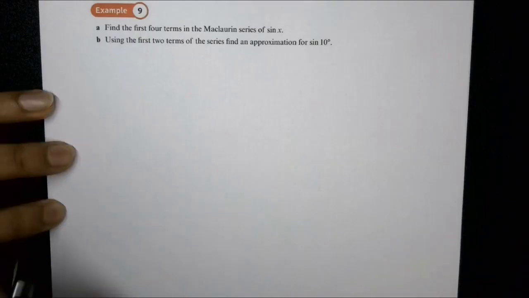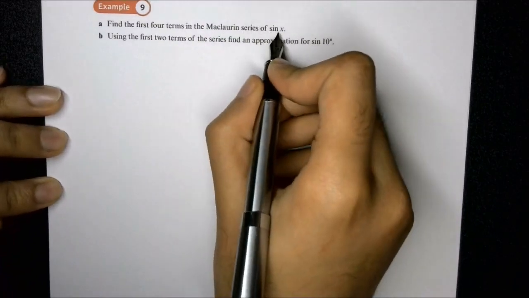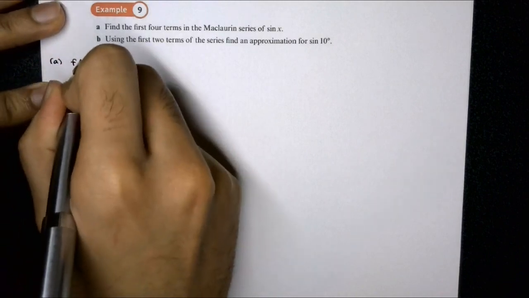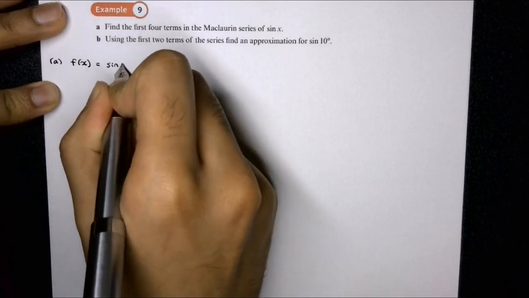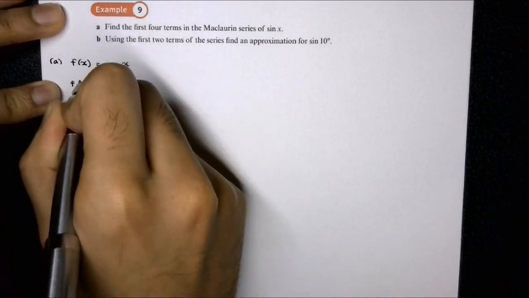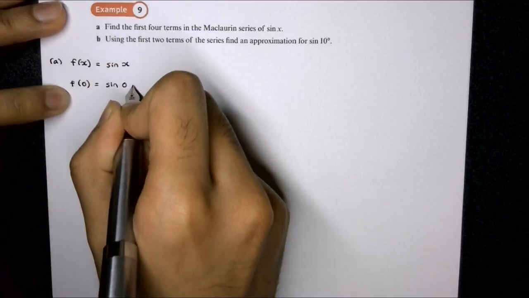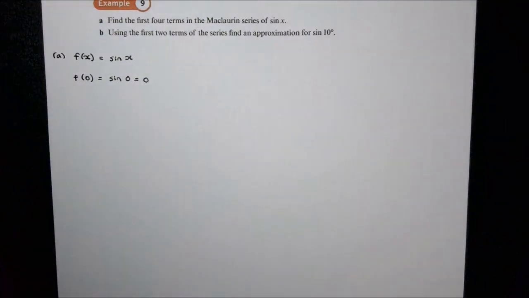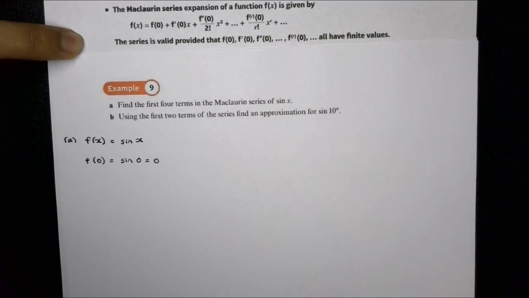Example number 9. For part A, we have to find the first 4 terms in the Maclaurin series of sine x. So for part A, we begin with f of x, which is equal to sine x, and therefore f of 0, that's equal to the sine of 0, which is equal to 0. Now, if you pay attention to what was mentioned before regarding the Maclaurin series, we had the formula as stated over here.